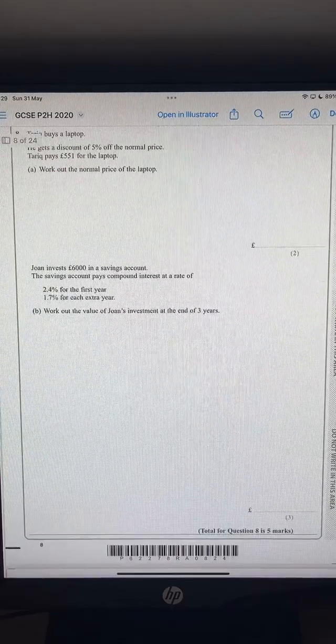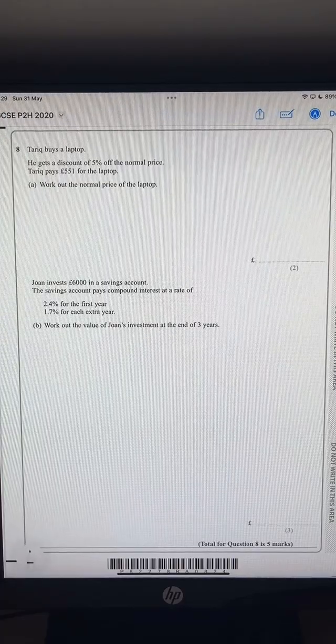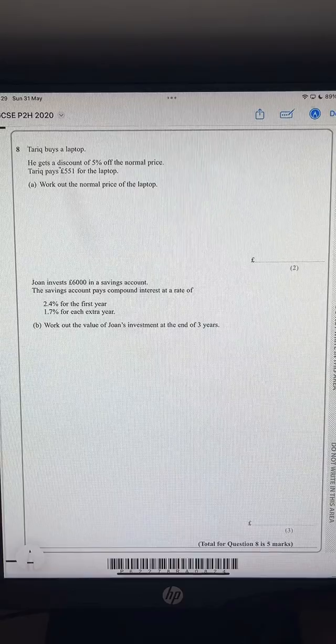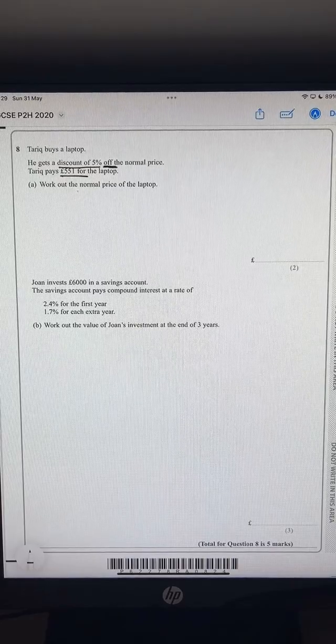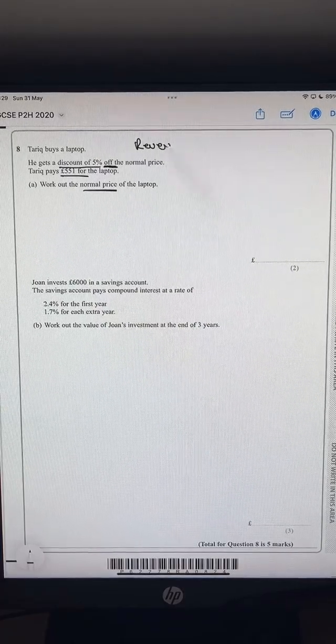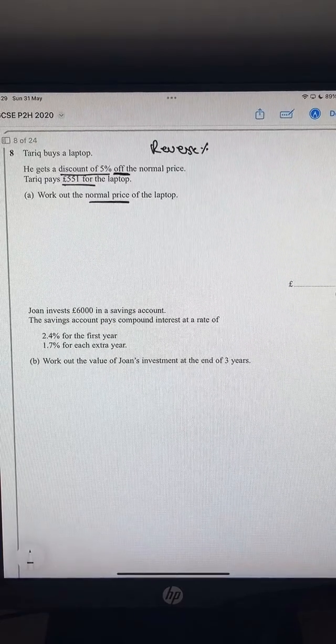Awesome. Question 8. So this is where we start getting a bit more into the calculator stuff. So Tarek buys a laptop. He gets a discount of 5% off the normal price. Tarek pays £551 for the laptop. Work out the normal price. So this is a reverse percentages question. So make a little note, reverse percentage, so I know the topic. And then they want me to find the normal price.